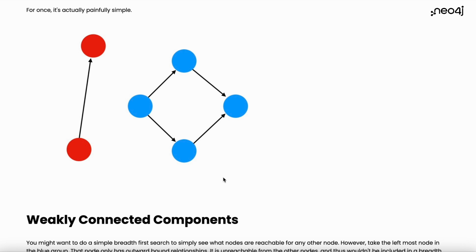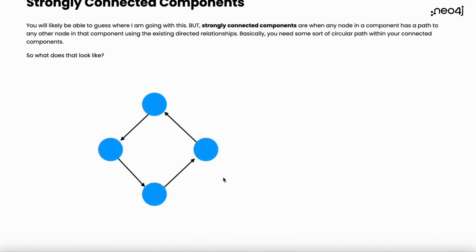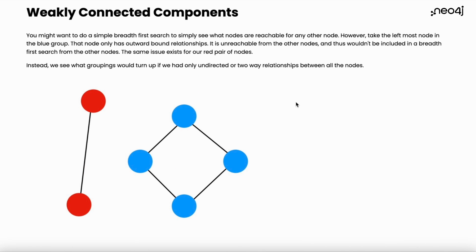There's also something called strongly connected components. This just means you have to be able to reach each node using the direction of the relationships. So you actually have to be able to traverse it, accounting for the direction. But with weakly connected components, you don't.